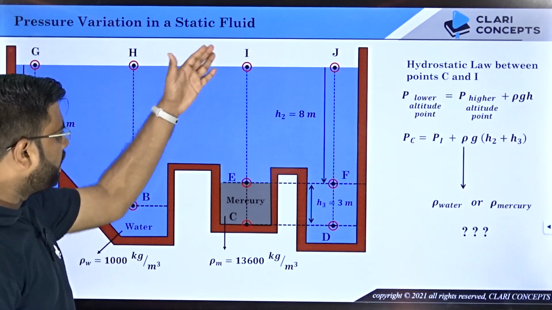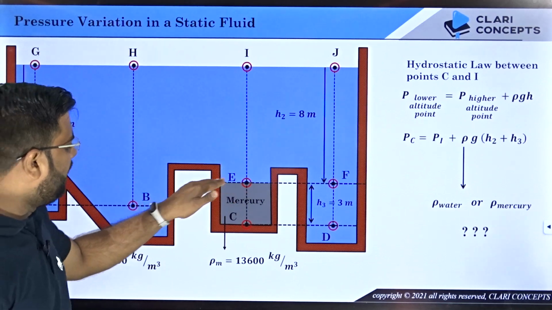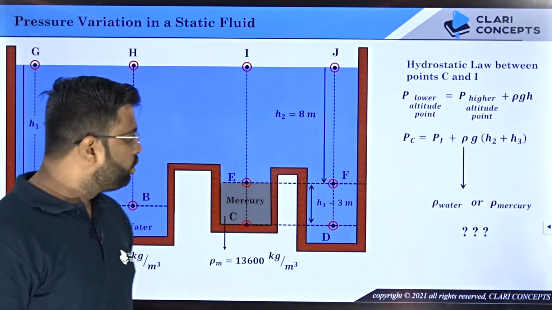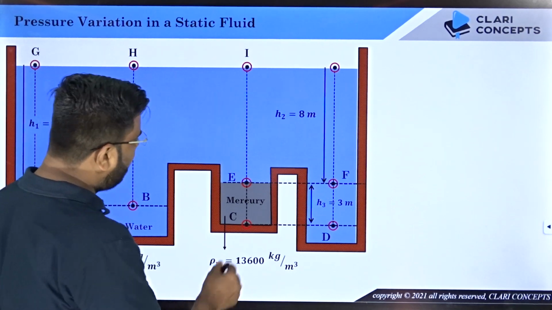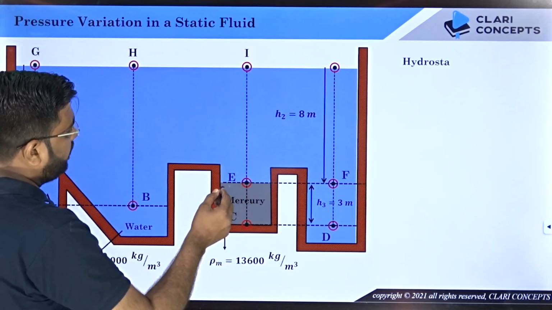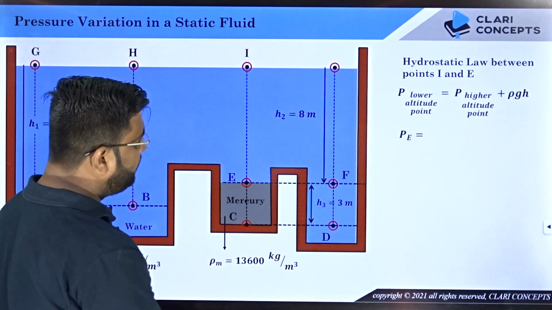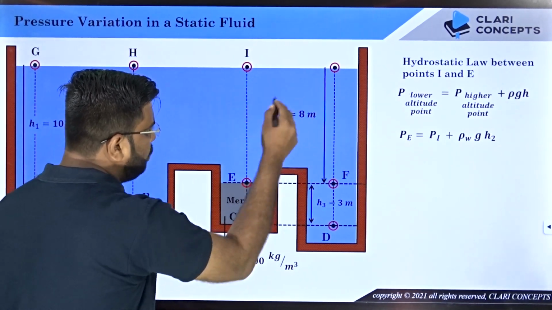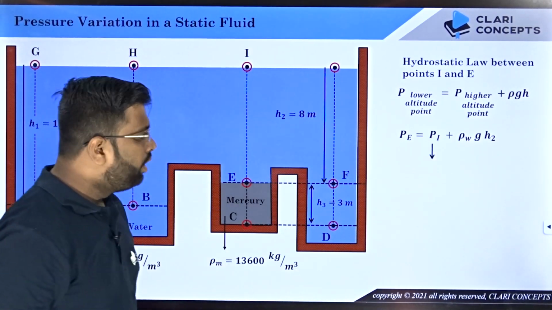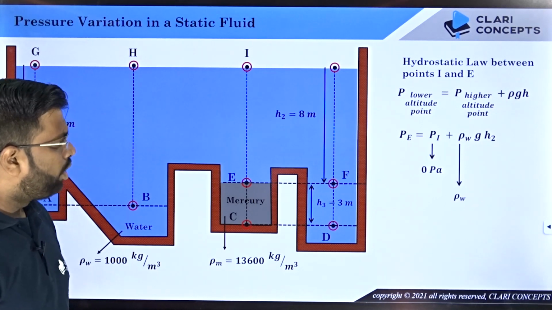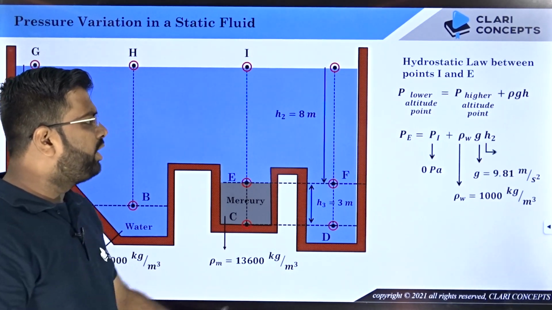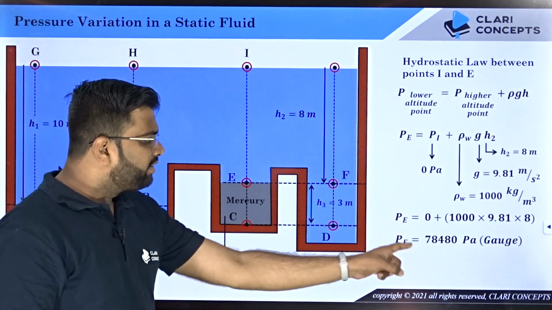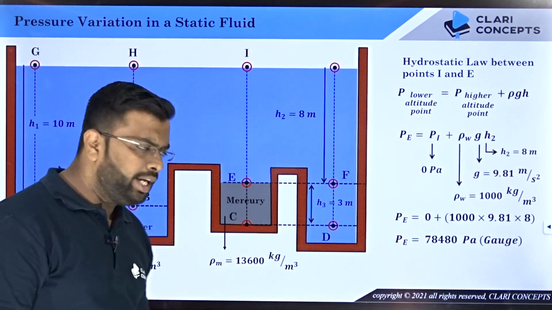So, whenever you have this kind of confusion, what you do is you break this equation into two halves, you mark a point at the junction. So, now first let me calculate pressure at point E by using hydrostatic law between I and E. So, you can say that pressure at E equals pressure at I plus rho of water G and H2. And use the values: Pi is 0, rho of water is 1000, G is 9.81, H2 is 8 meters. You put the values, you will get pressure at E as 78480 Pascal gauge.